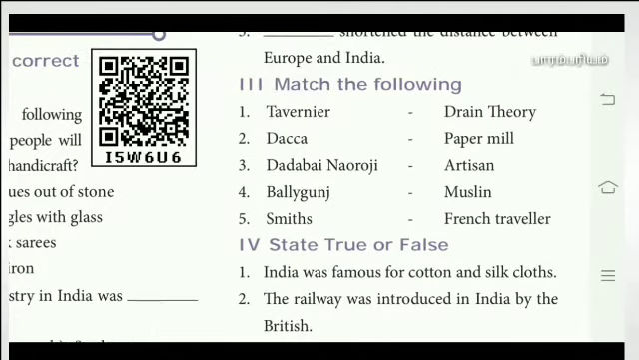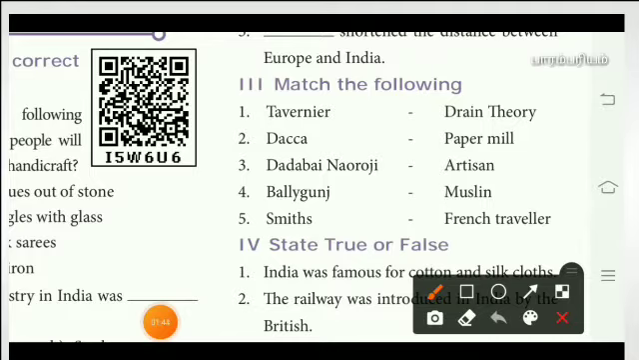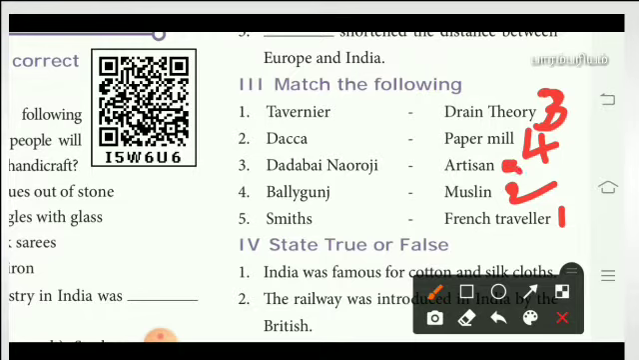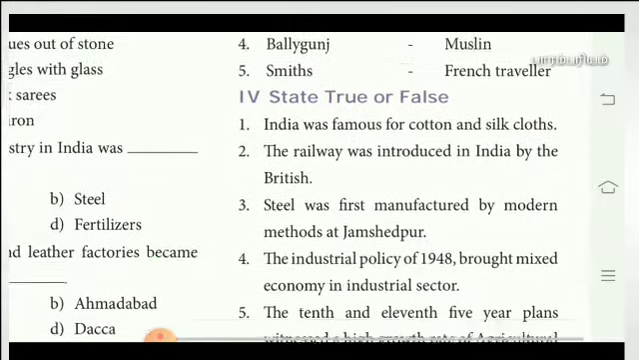Next, we pass on to the match the following. The first one, Tavernier is French traveler. The second one, Dhaka is Muslin. Then the third one, Dadabhai Naoroji is drain theory. Then the fourth one, Baliganj is for paper mill. Fifth one, Smith is as artisan.